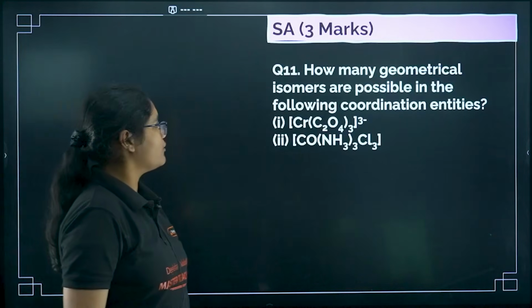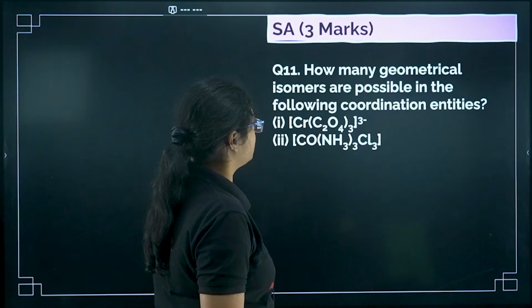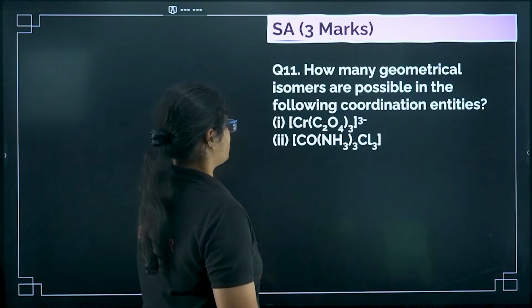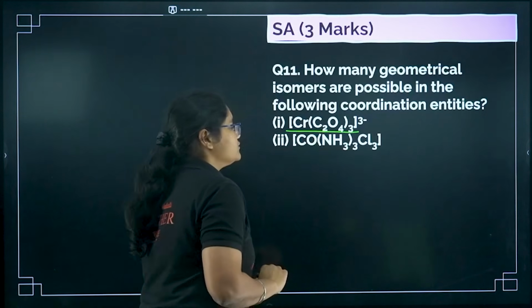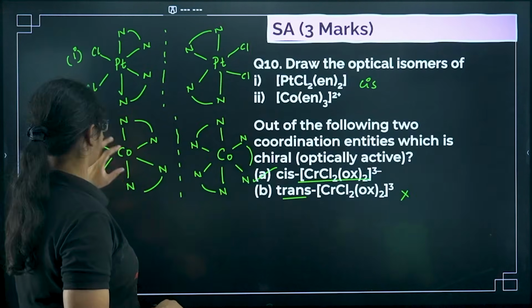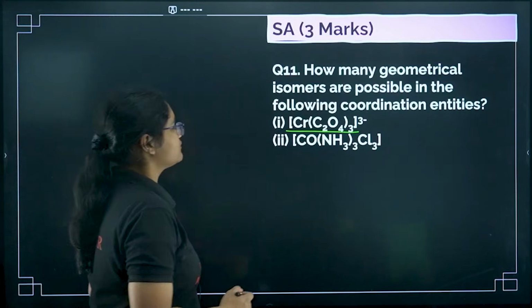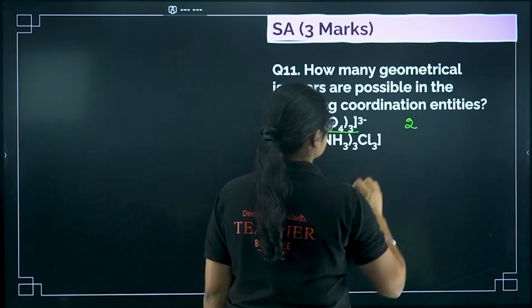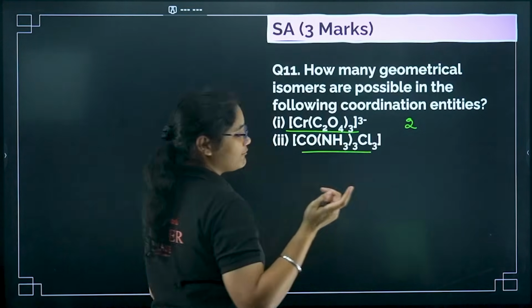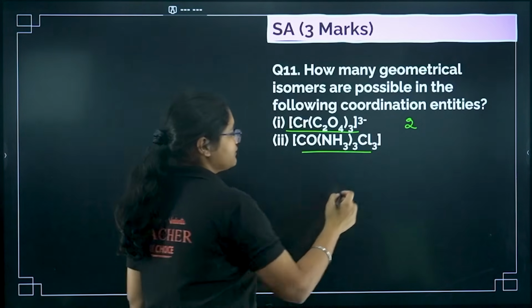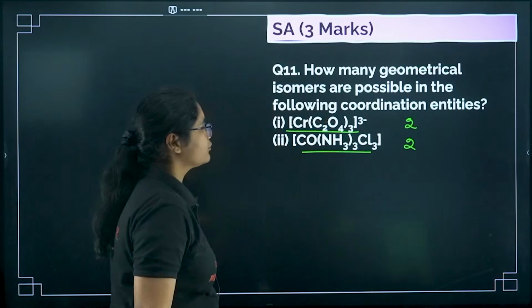Next, question number 11: how many geometrical isomers are possible in the following coordination entities? Now if you see this first one, you will have the exact compound like this, you will have a didentate ligand and its mirror image, right? So this one will have 2 isomers, and if you see this one, it will have facial and meridional, so this one will also have 2 isomers.